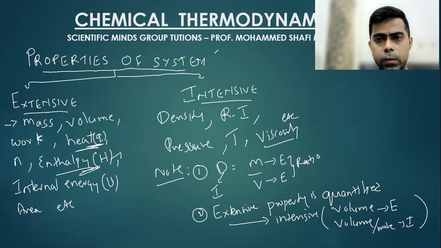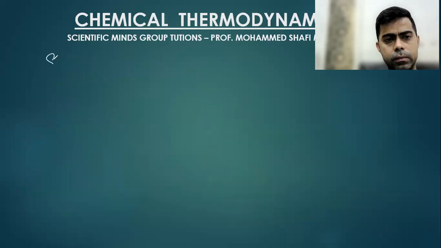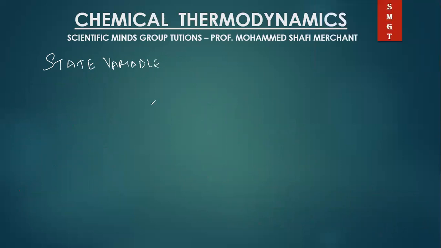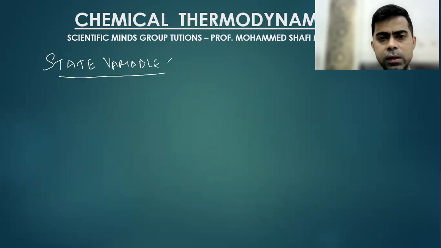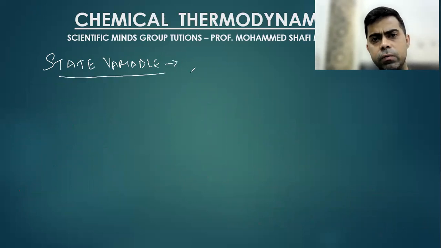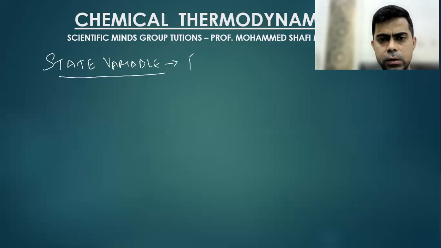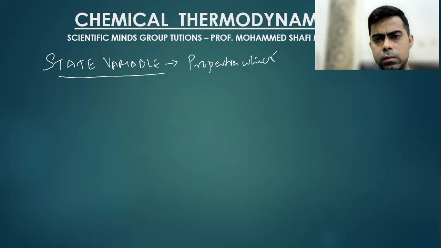Now let's move on to the next basic part in this, that is called state variable. Now, what is the meaning of state variables? State variables are those properties of a system which define the state of a system. These are the simple properties which define the state of a system.